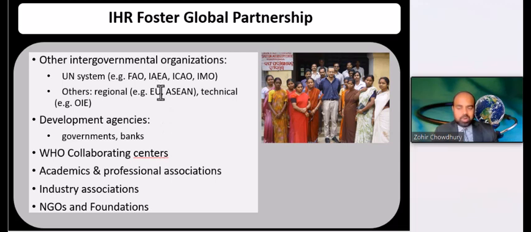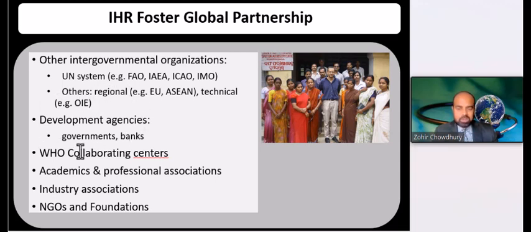So IHR provides for cooperation between WHO and other competent intergovernmental organizations or international bodies in the implementation of these regulations, such as FAO, the Food and Agriculture Organization of the United Nations, also the AU and the Asian regional agency, as well as the Office International des Epizooties, or OIE, which is also known as the World Organization for Animal Health.